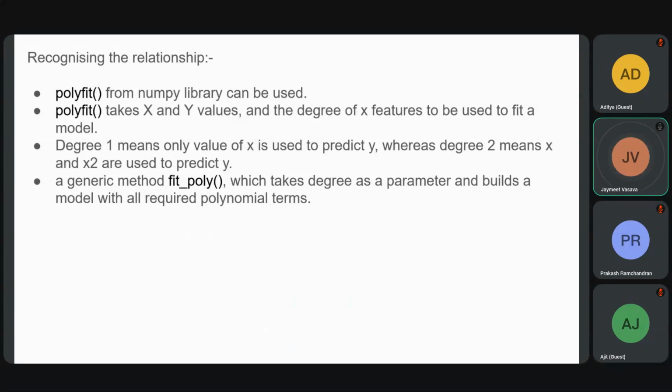Simplifying it further, degree 1 means only the value of x is used to predict y, whereas degree 2 means x squared is used to predict the value of y. It's a common technique when you work with polyfit models. So we'll be defining a fit poly method, which is a generic method that takes the degree as a parameter and builds the model with all the required polynomial terms.